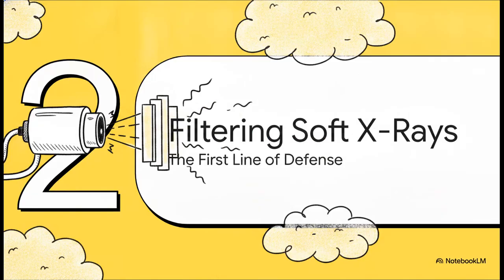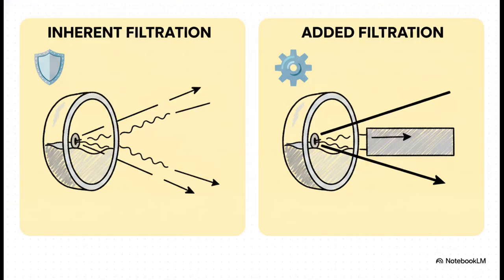Moving on to Section 2, filtering out soft X-rays. We can actually sift the X-ray beam by putting physical barriers right between the tube and the patient. There are two main ways we do this. First is inherent filtration. This is stuff built straight into the machine itself, like the glass envelope, the insulating oil, and the backlight window. Then we have added filtration, which uses materials like aluminum and copper.